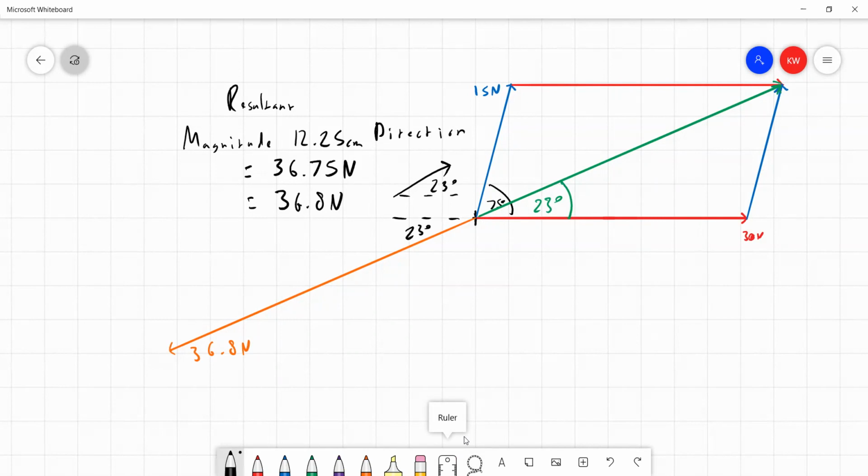For completeness, we would write the equilibrium has a magnitude of 36.8 newtons and is acting in a direction of 23 degrees downwards from the negative direction of our horizontal line. And that concludes the solution to question 3.